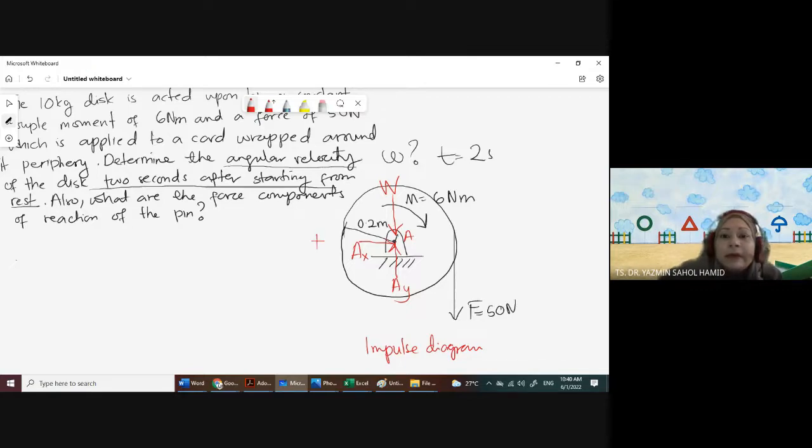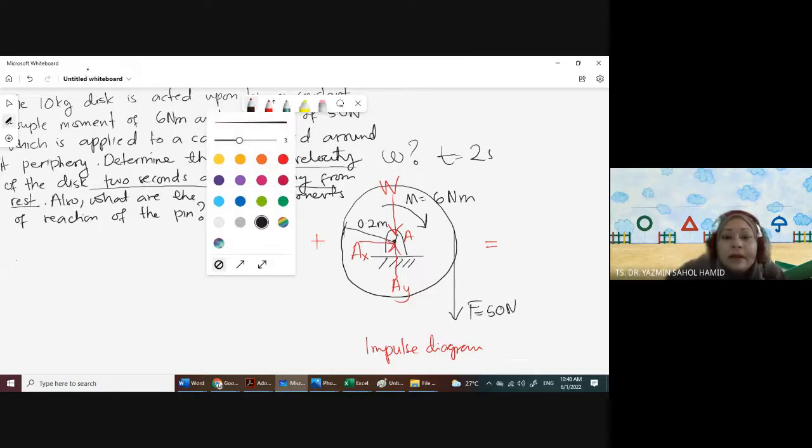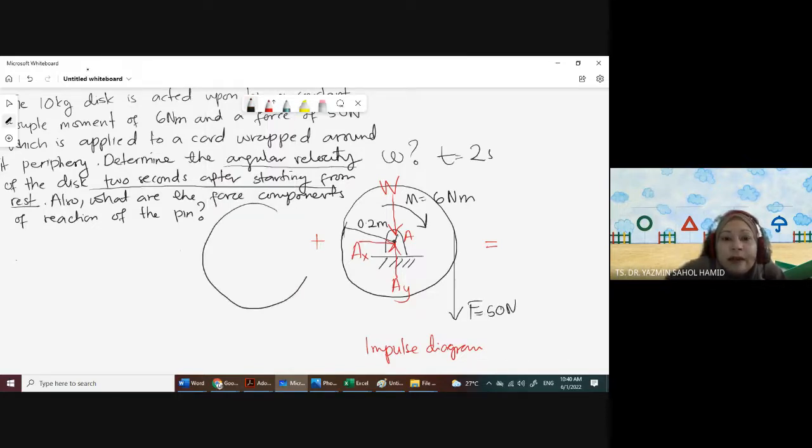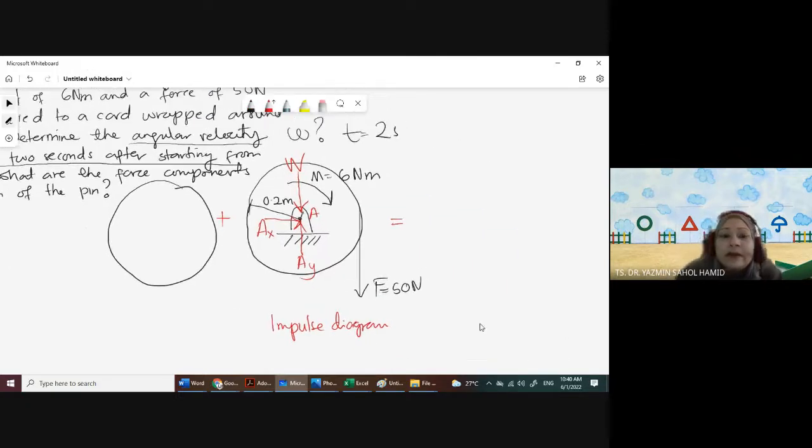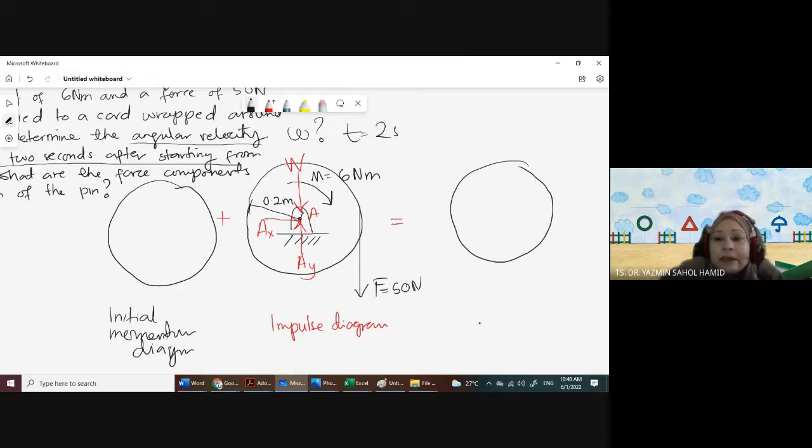Dia kena campur dengan apa? Dengan equals to what? Ingat tak? It's easier if you draw. Sorry, the circle is not really the same size. So this is what? The initial momentum diagram. And this is the final momentum diagram. So ni point A ni adalah point A juga.